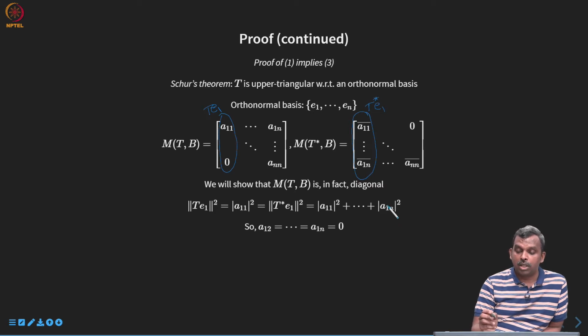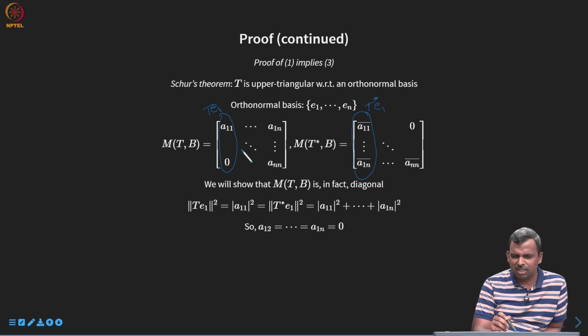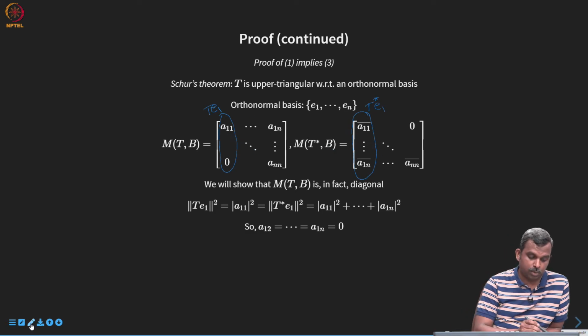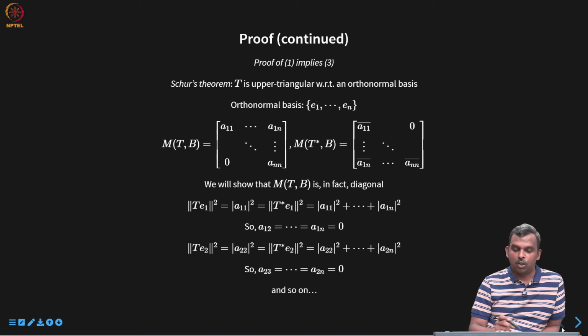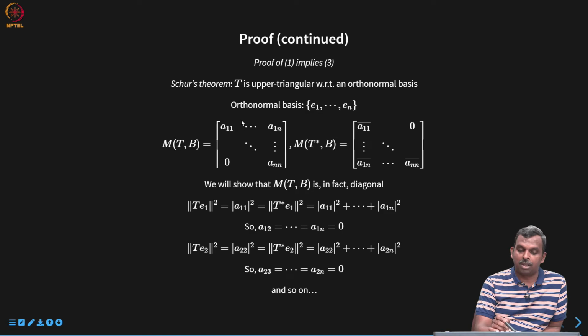Once you show that all these elements are 0, you can now proceed to the next one, and again you use the same idea. Once you've shown that the top thing is 0, what is TE2? TE2 is the second column, and the only thing that's non-zero in the second column now is A22, right? Absolute value of A22 squared.